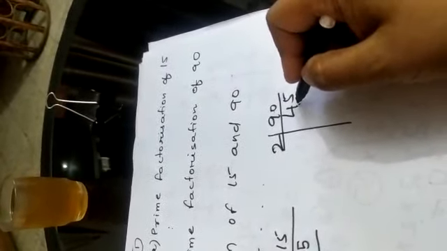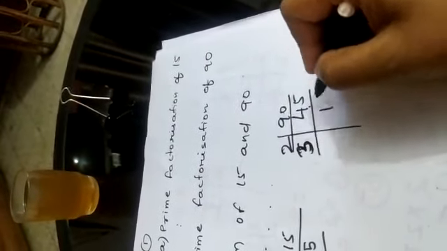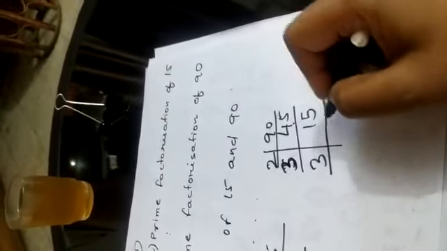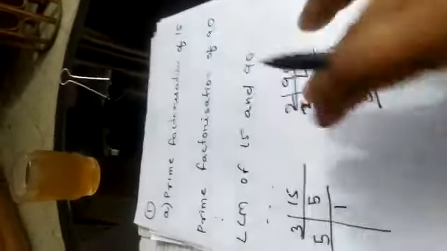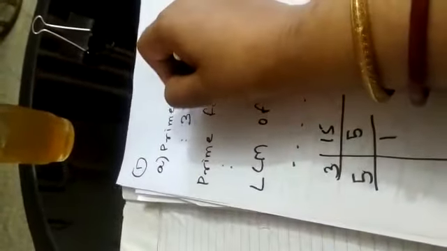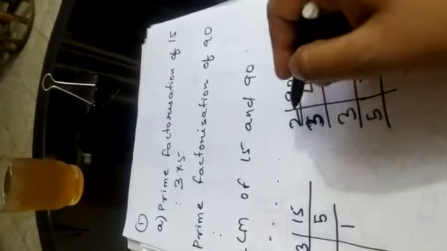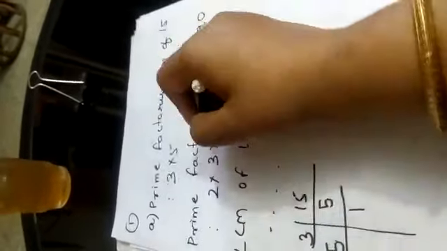Now again 45 has become the dividend. We divide 45 by the lowest possible prime number, that is 3. After dividing by 3, we get 15 as a quotient. Now we again divide 15 by 3. We get 5 as a quotient. We divide 5 by 5, not by 3, because 5 is not a multiple of 3. Now after dividing, we get 1. See here, we get the prime factorization of 15: 15 is 3 into 5. Prime factorization of 90: 2 into 3 into 3 into 5.